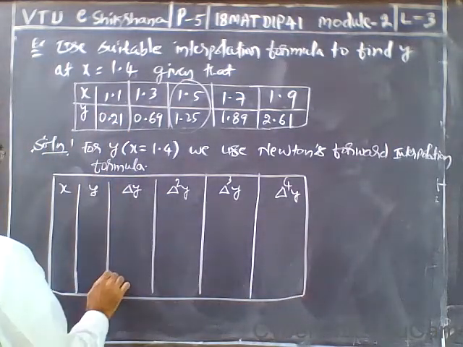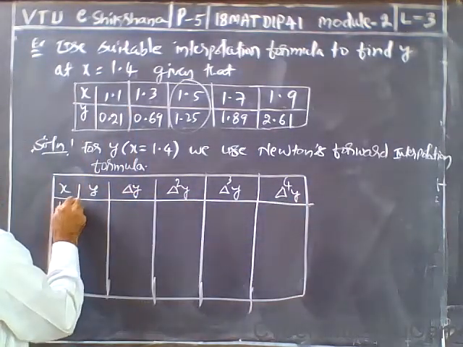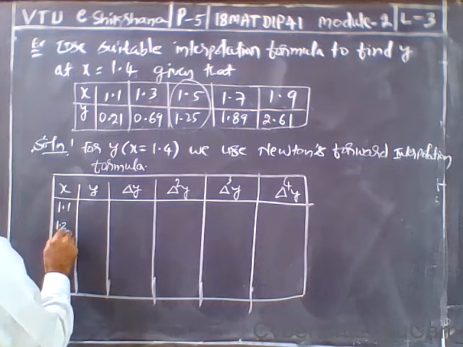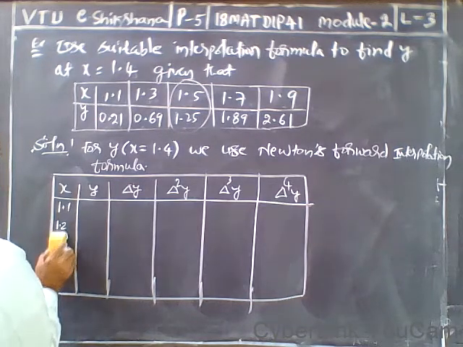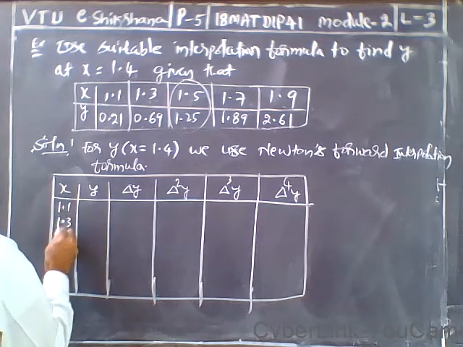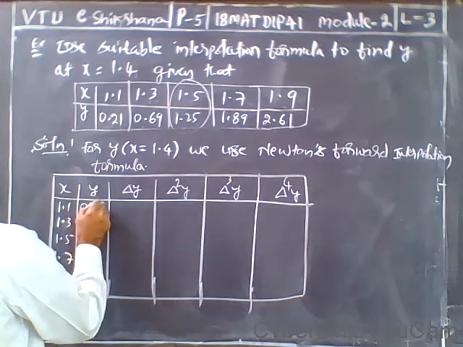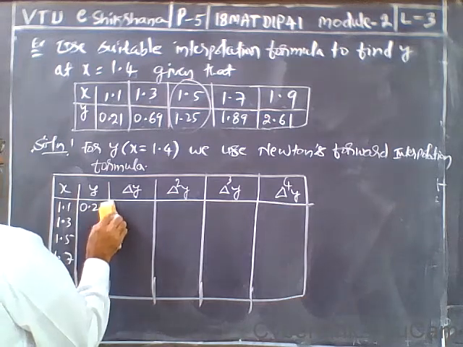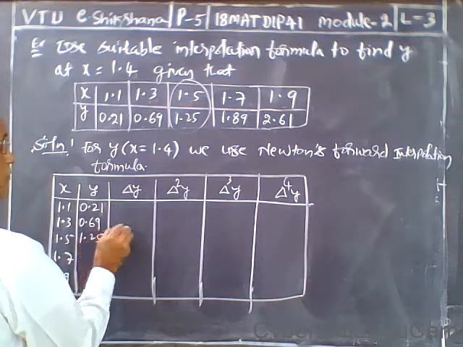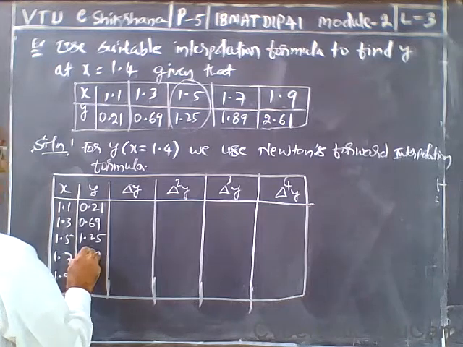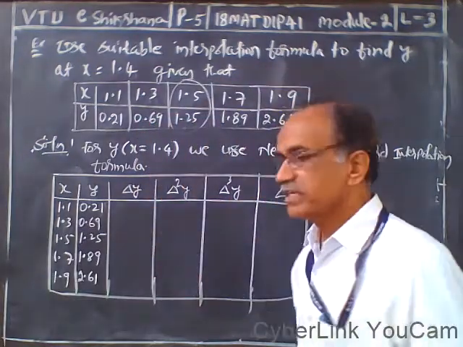Then you write the interpolation formula. Here, the x values given are 1.1, 1.3, then 1.5, 1.7, and 1.9, and the y values are 0.21, 0.69, 1.25, 1.89, and 2.61. Okay, now you form the difference table.